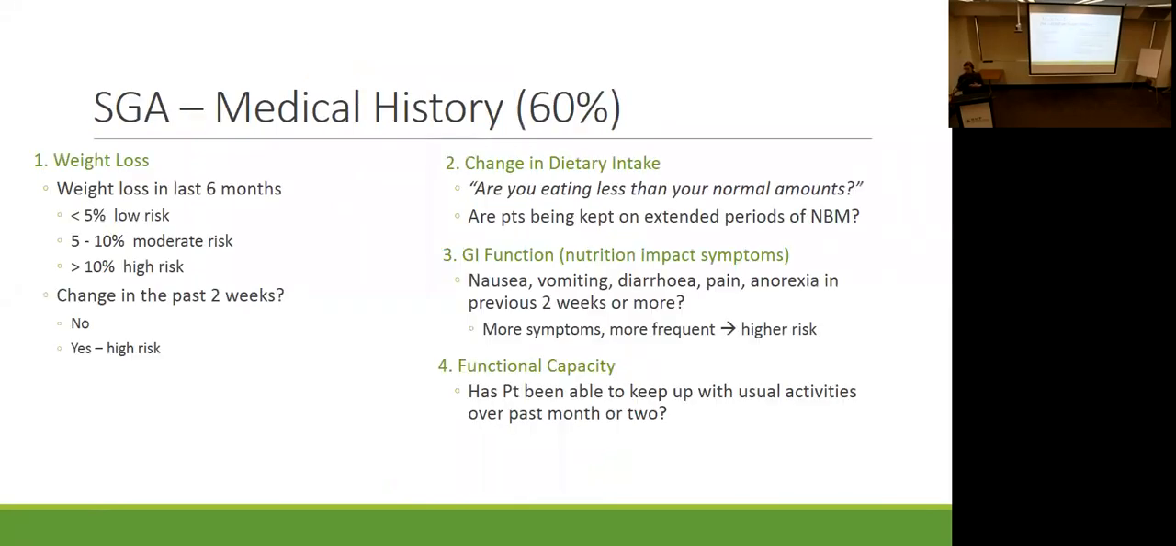Looking at the different components of the medical history in a bit more detail, these are things that you could be incorporating if you are suspicious of someone being malnourished. First, weight loss in the last 6 months. Whether it's less than 5%, between 5 and 10%, or greater than 10% determines their level of risk. And has their weight changed in the last 2 weeks? Because that will be an indicator as well of higher risk.